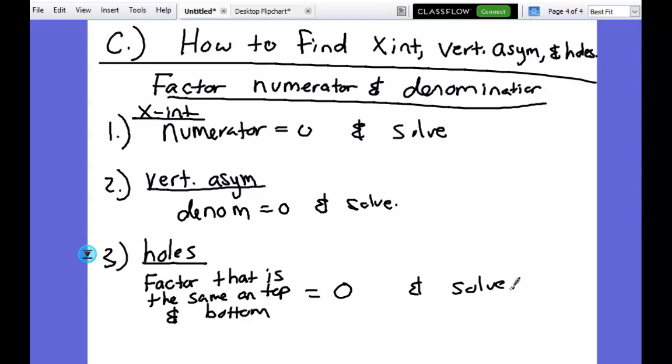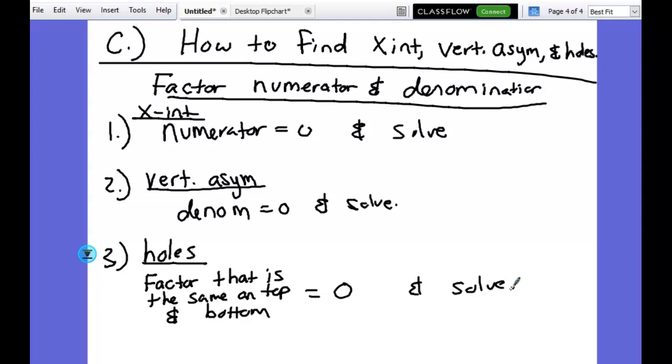It may not be possible to set the bottom equal to 0 and solve. That would mean that you have no vertical asymptotes. And it may also be the case that there's no factors in the top and bottom that match. In that case, that function would not have any poles in it. Okay? So it's not like every time you have a rational function it is going to have these things, but we're always going to look for them.